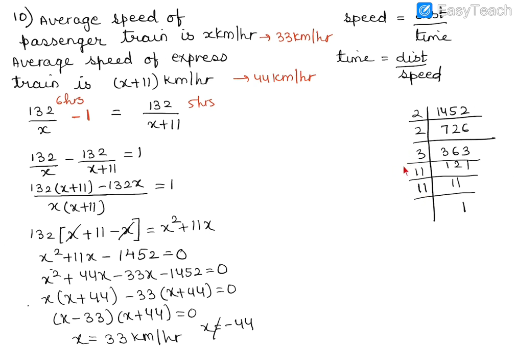So we are getting what? 33, 11 threes are 33 and 11 fours are 44. So when you split up the middle term, you will see x is equal to 33 because you cannot have a negative value for speed. So x was the speed of the passenger train. अगर वो 33 किलोमीटर पर आवर थी तो express train will be 44 kilometer per hour.